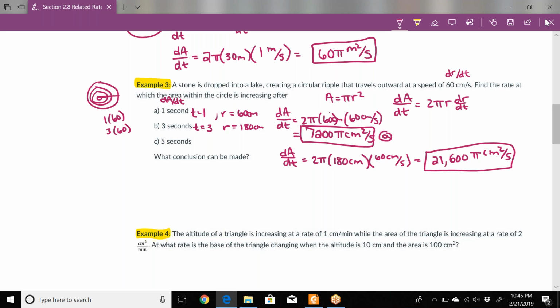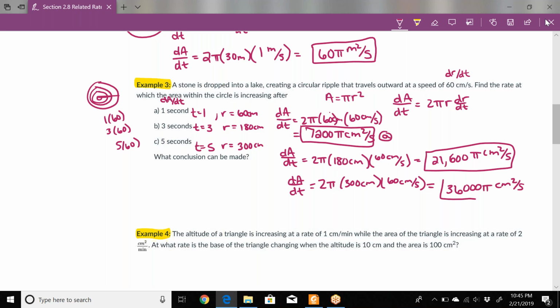And then for this one right here, t equals 5, that is going to be 5 times 60, which is going to be 300 centimeters. That would be the radius of that circle at that point. So now we're doing dA over dt equals 2 pi times 300 centimeters times the dr dt, which is 60 centimeters per second. And for that one, I got 36,000 pi centimeters squared per second.